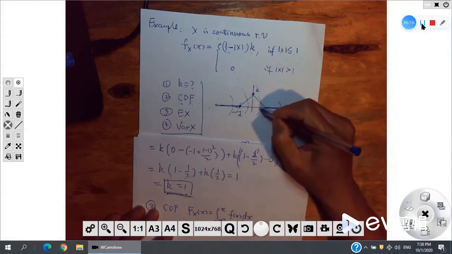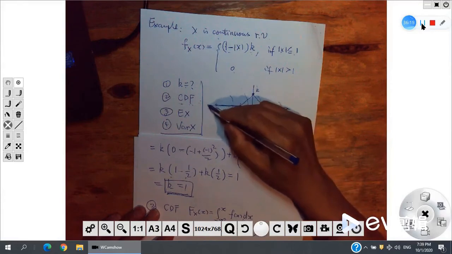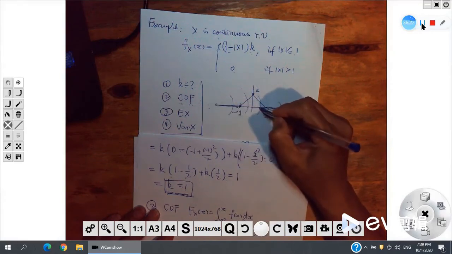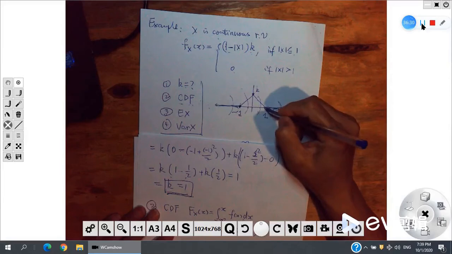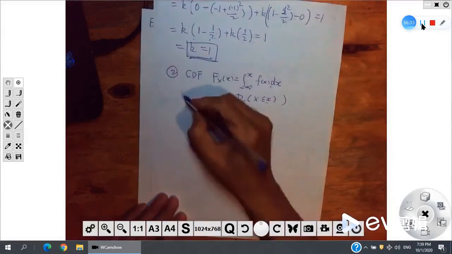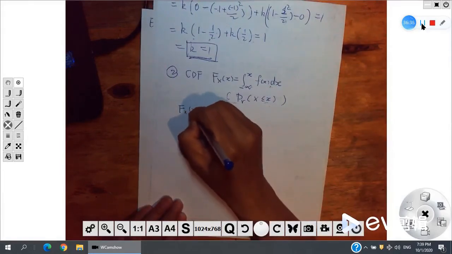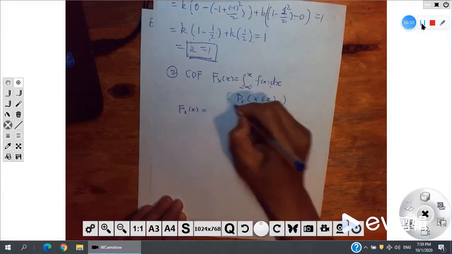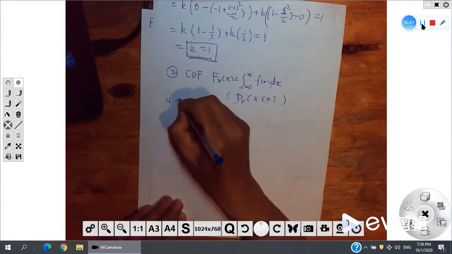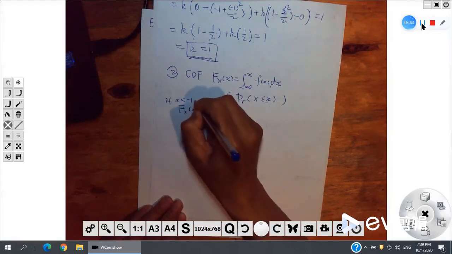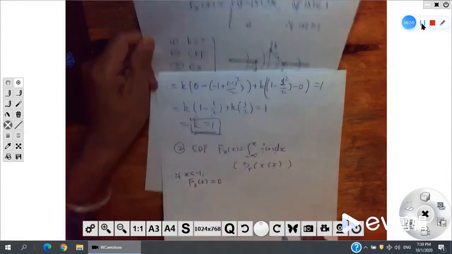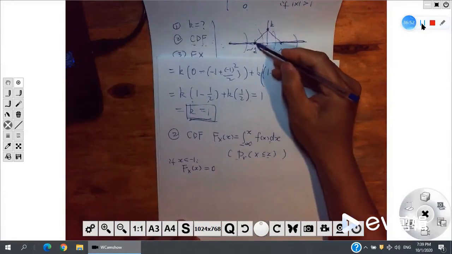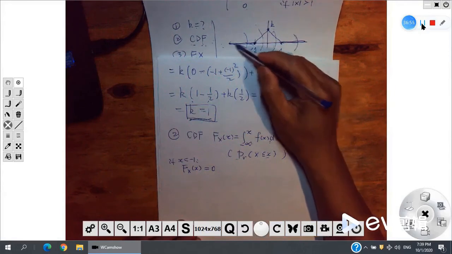And when x is here, you need the integral from negative infinity to here, then to here, right? You need two parts because this function is different. And at this place, you need the integral overall until here, right? So we calculate F capital X of x. If x is smaller than negative 1, this is 0, nothing, right? If x is smaller than negative 1, the integral you just get 0.